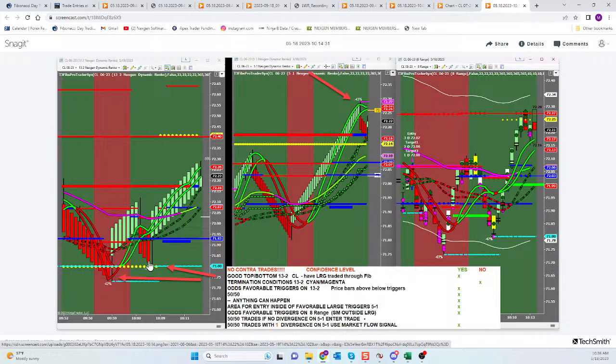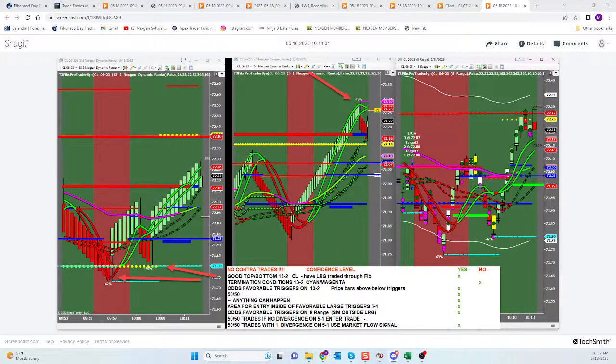Gary, 50-50 from a good bottom. Divergence prints, and I feel like you're looking for market flow signal. Just waiting for that signal, right? Didn't get it. And then the short trade that you didn't share. The HVA back into a termination. You guys think I don't see these, but I do. I see everything, guys.